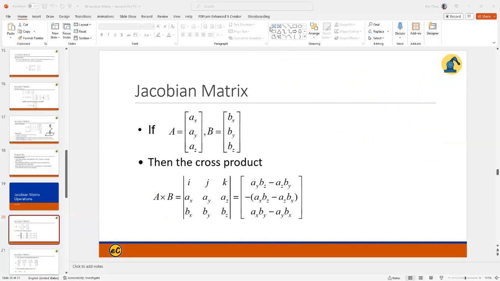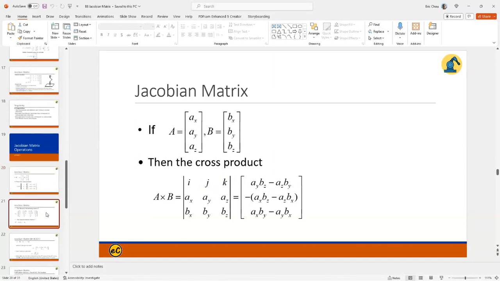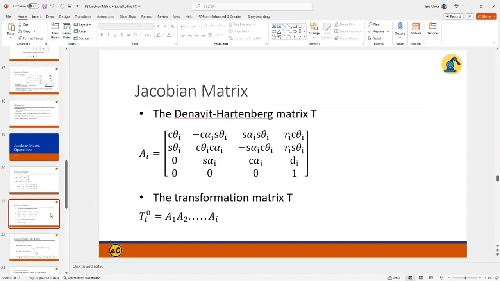Okay. And i, j, k are the unit vectors on the coordinate, and this one will give the direction of the product. So that is a mathematical function you need to know. So the Denavit-Hartenberg transform matrix, each one of them can be written as this: cosine theta i, cosine alpha times sine theta i. Whatever it is, we use C for cosine, S for sine.